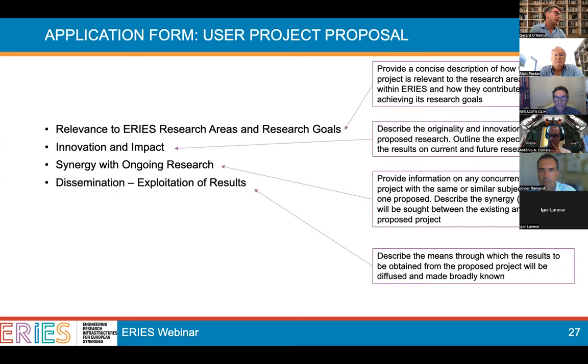Then towards the end of the application form, we get more towards how the actual proposal links to the project that I've been mentioning at the beginning of this presentation. So I mentioned the different research goals, research areas, and so on. So this is the point where user groups would be required to link their proposal, to show how it fits into the overall goal or the overall objective of the ERIES project. So there's no point in presenting a very nice proposal that could fit the infrastructures very well and could be very capable, but isn't really addressing what it is we're trying to do here. So this is an important thing to keep in mind.